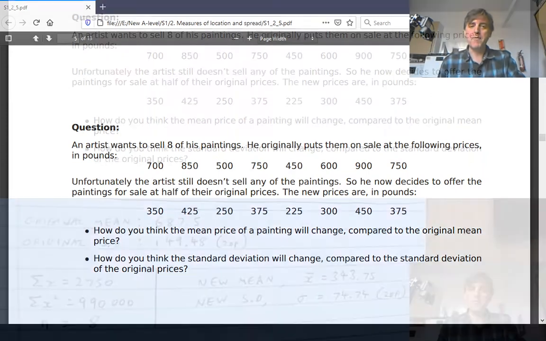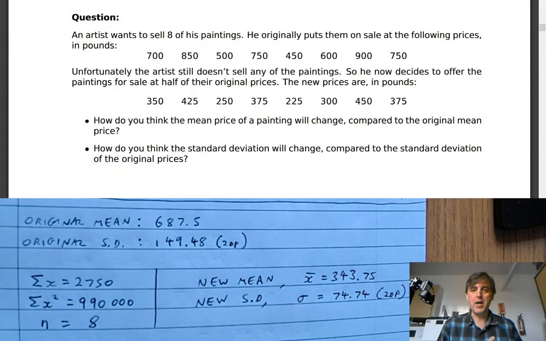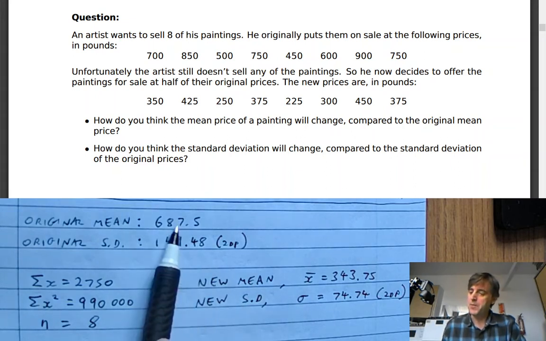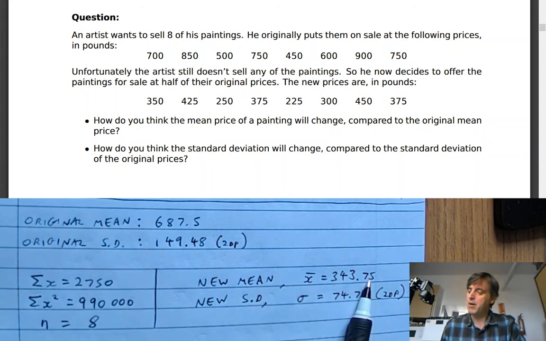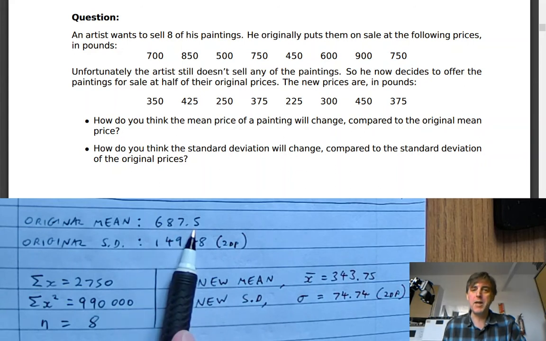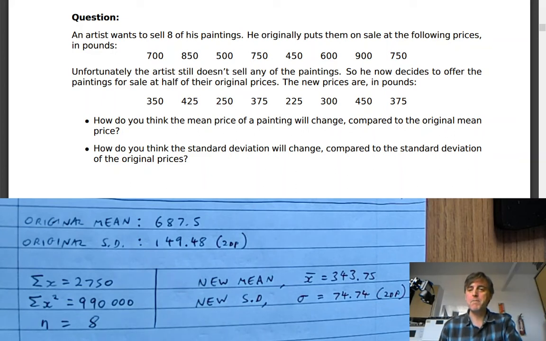Now, if you want a bit of confirmation of that, I've done the calculations here. I've missed out some of the details, but the original mean and standard deviation are up here. The new set of data here, I worked out the sum of all the values and the sum of the squares. And with those numbers, I worked out my new mean, which is this value here, which is exactly half of the original mean, exactly as we expected. The new standard deviation, I worked that out as well. And that standard deviation is also a half of the original standard deviation because those numbers have got closer together when we divided them by 2.